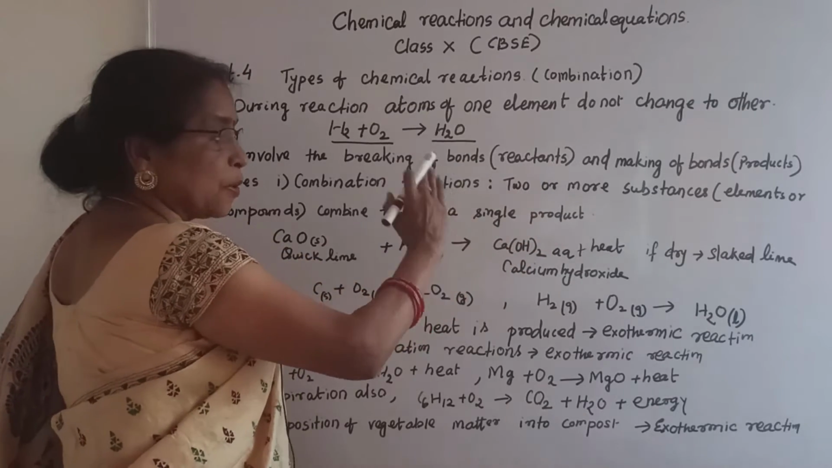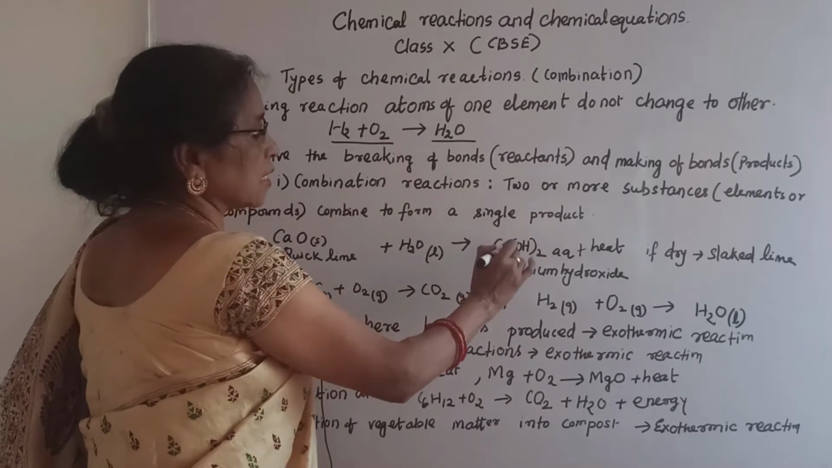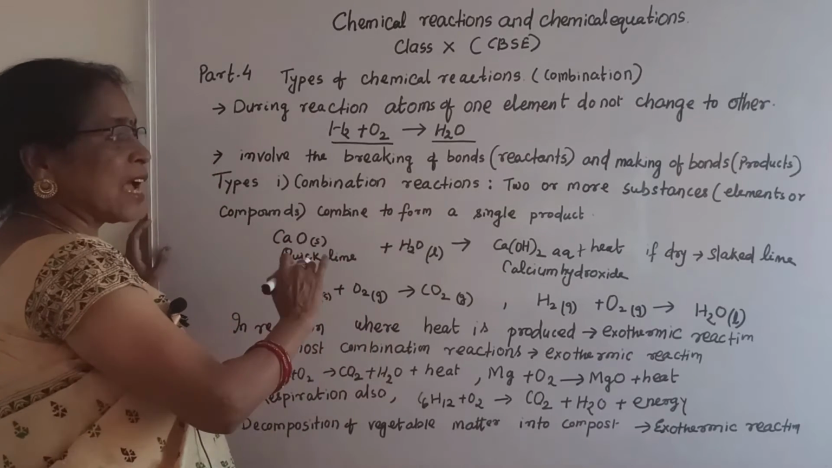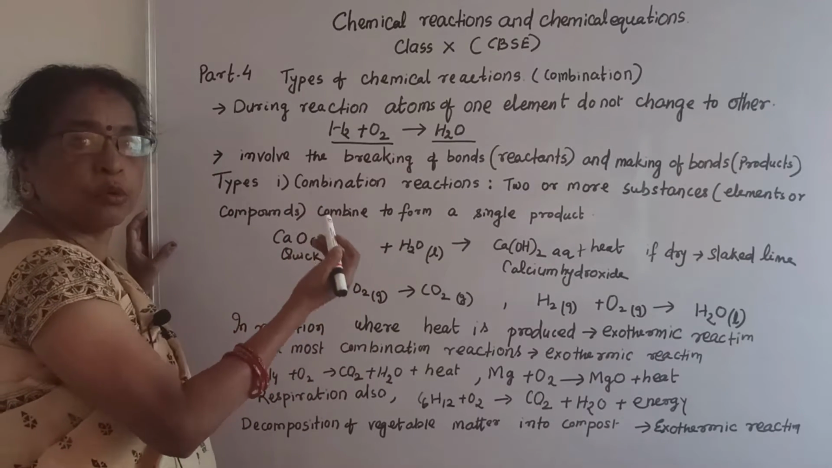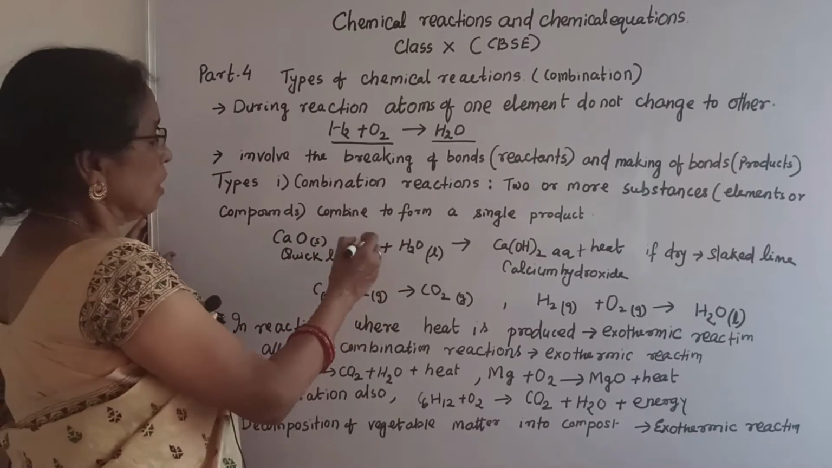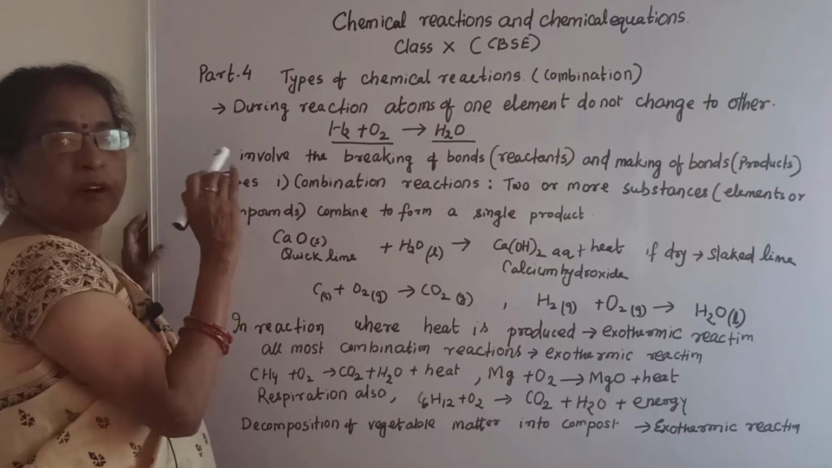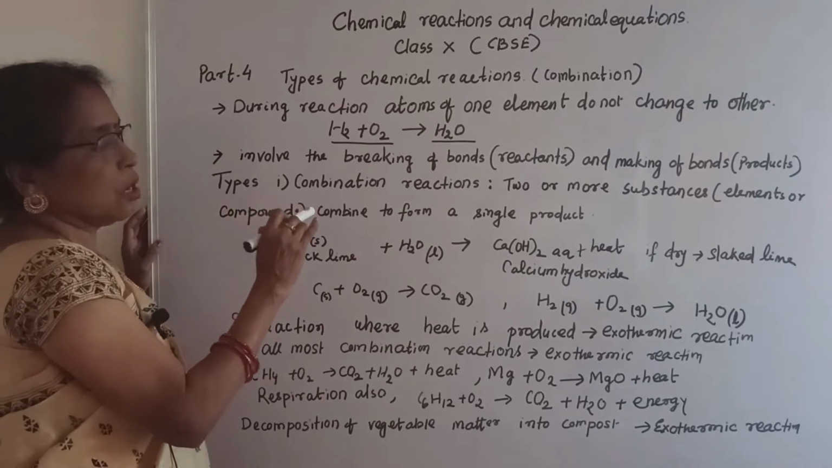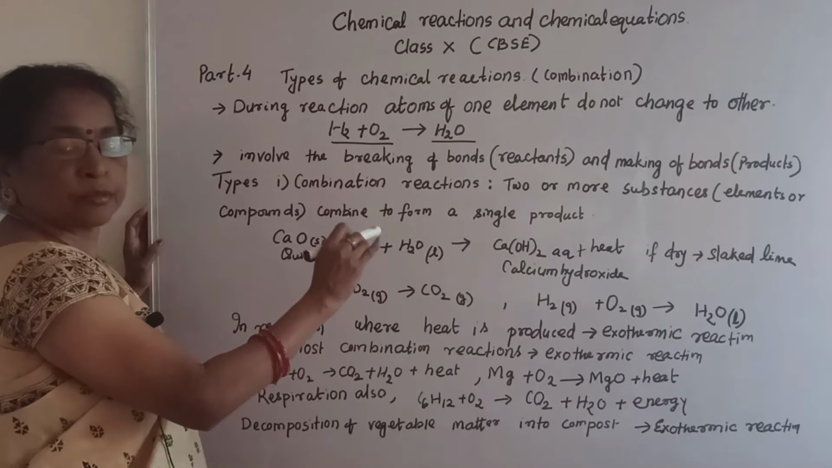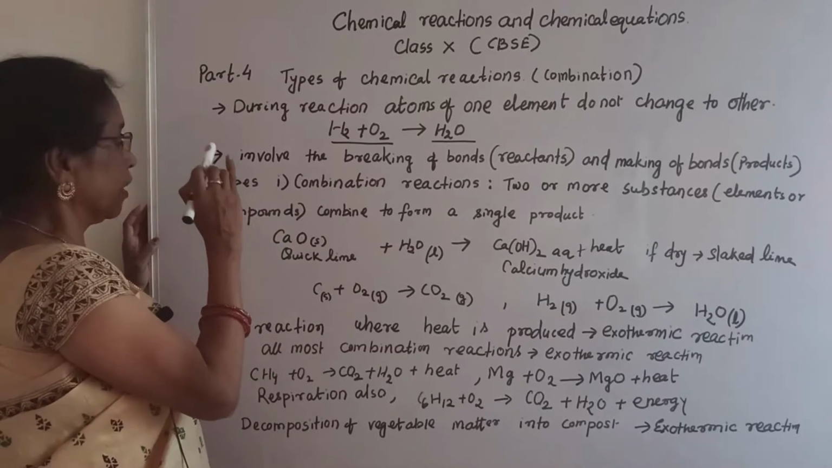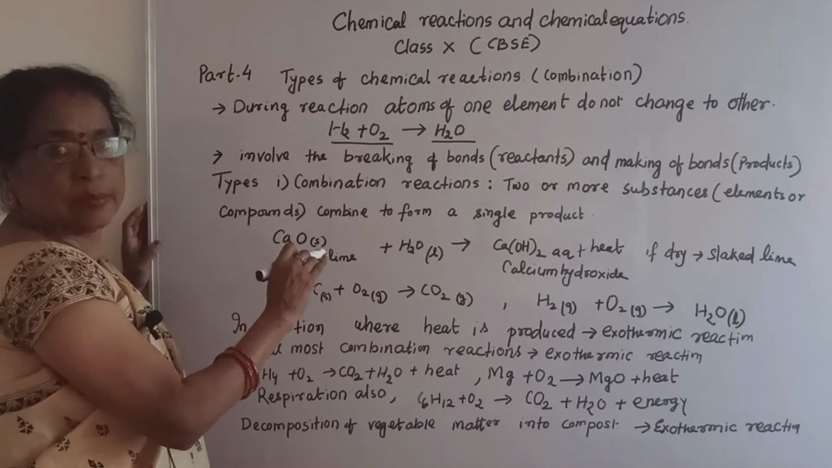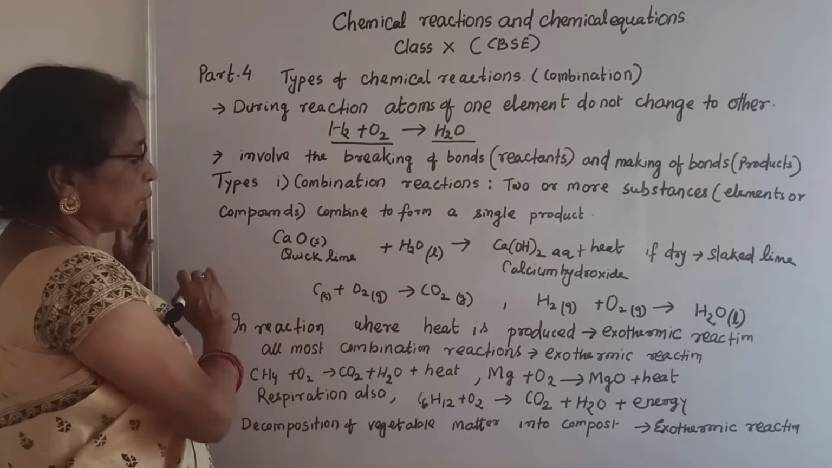Mind it, the product side should be a single product. Reactant side two or more, maybe two or more. So this is the meaning of combination reaction. Two or more elements or compounds will combine to form a single product, and that is the combination.